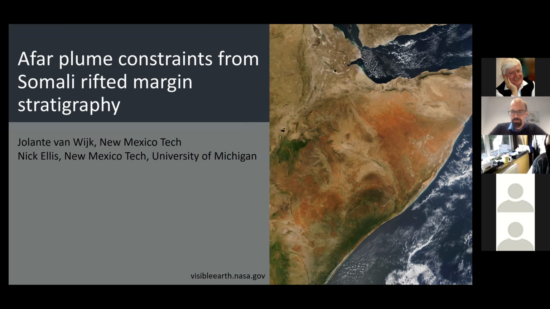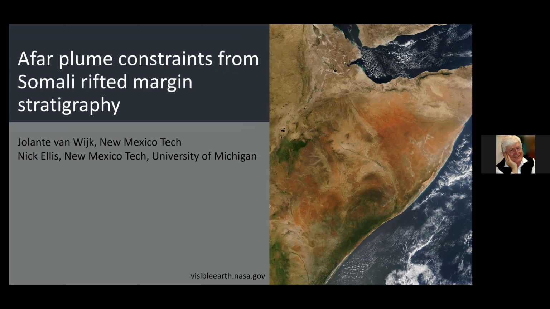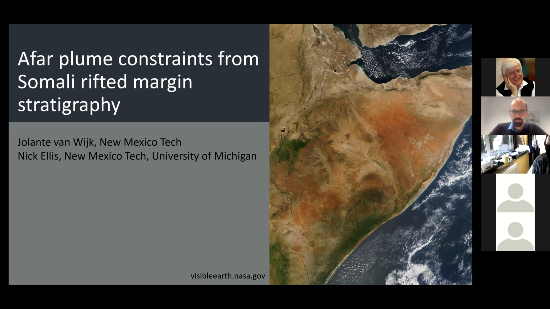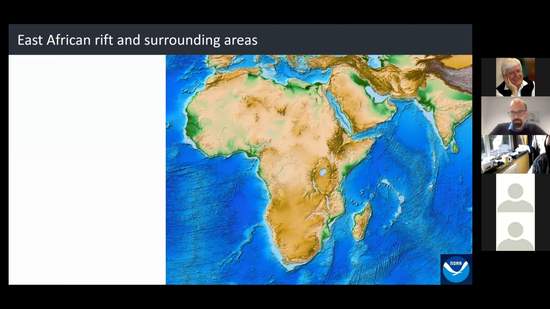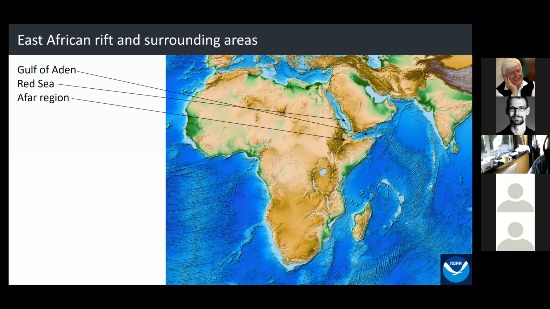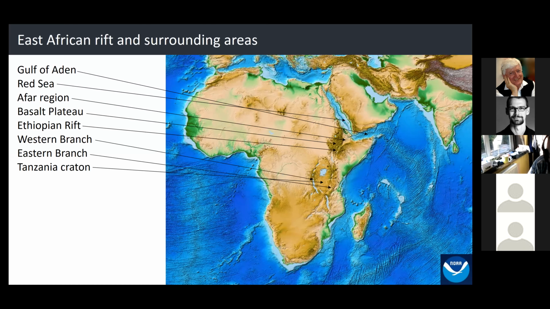For those of you who are not familiar with this study area, I'll first go over the main tectonic features. In the north, our study area is bounded by the Gulf of Aden and Red Sea, which are both young oceanic basins. And the Afar region over here forms the northernmost part of the East African rift. Together with the Ethiopian rift, this Afar region crosses the basalt plateau. South of the basalt plateau, the East African rift branches into a western and eastern branch that encircle the Tanzanian craton. Offshore, we find the Somali Basin.